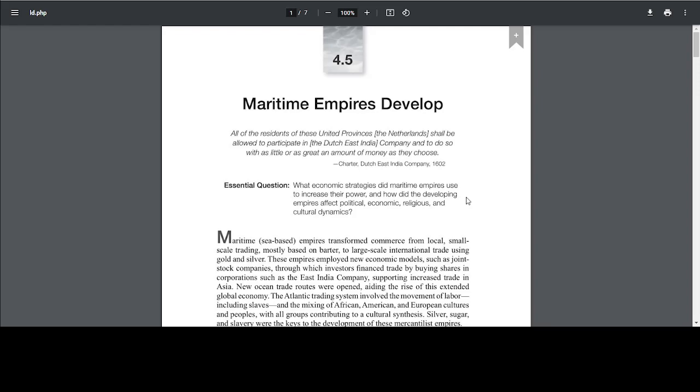Quote, "All of the residents of these United Provinces, the Netherlands, shall be allowed to participate in the Dutch East India Company, and to do so with as little or as great an amount of money as they choose." End quote. From the Charter of the Dutch East India Company during 1602.